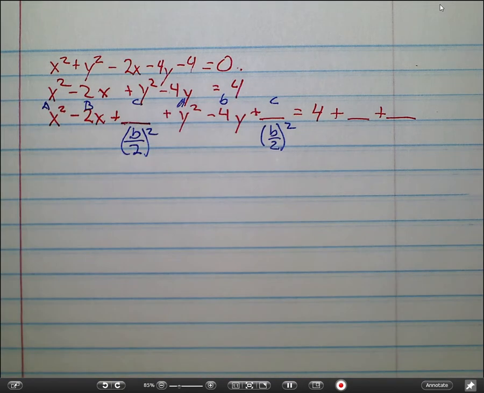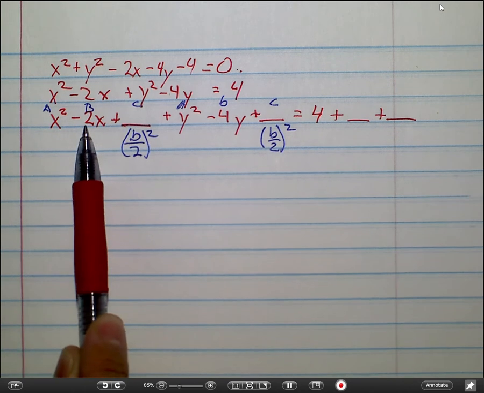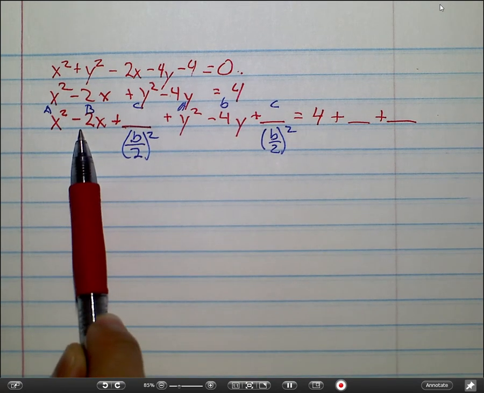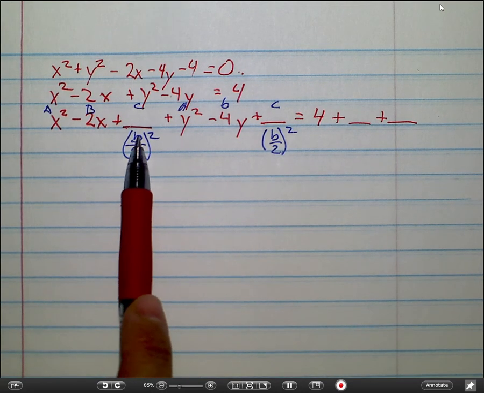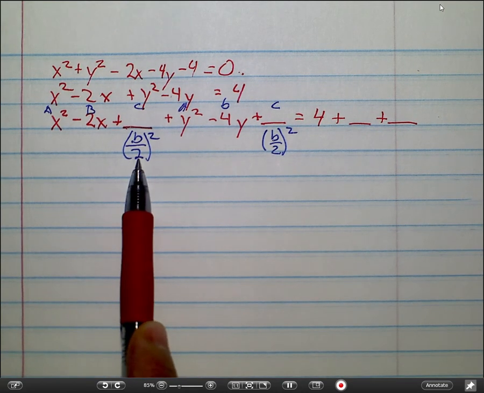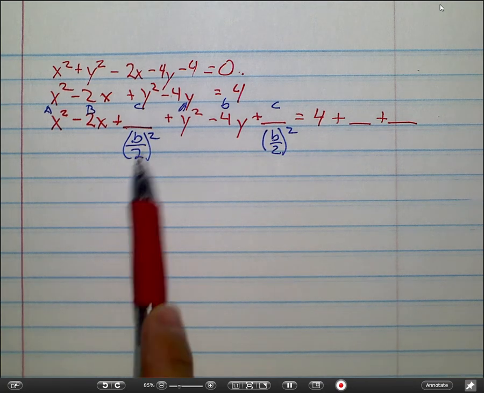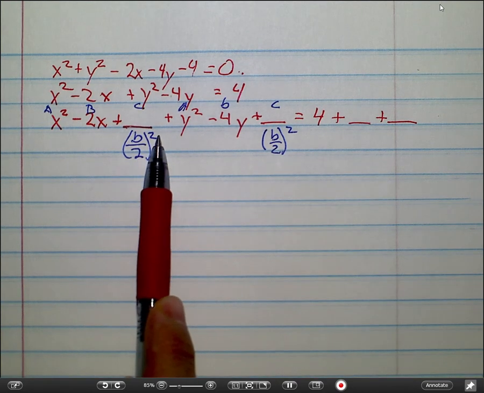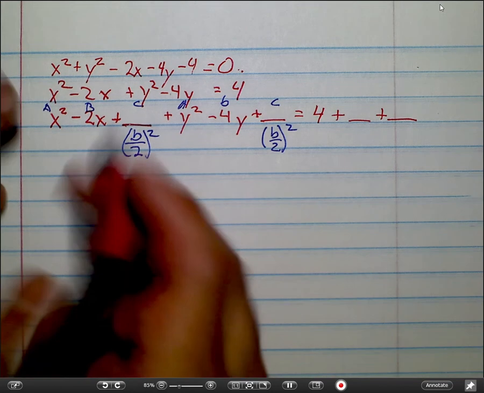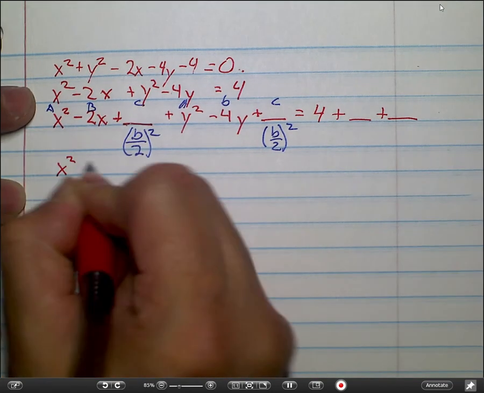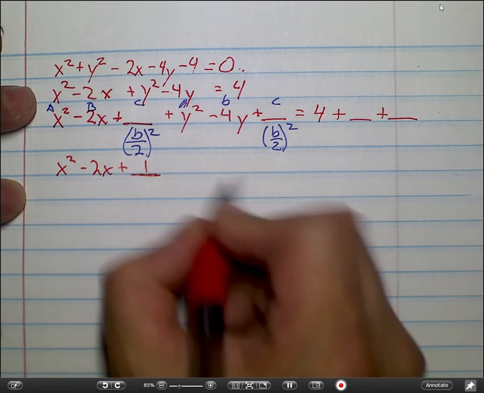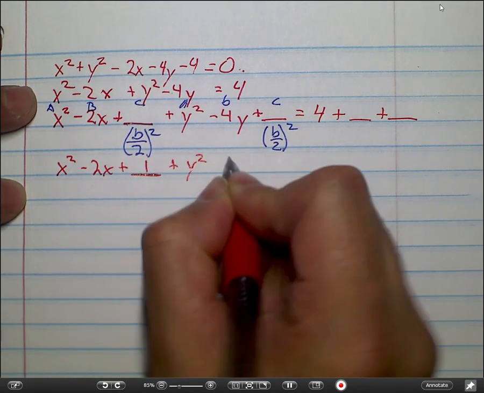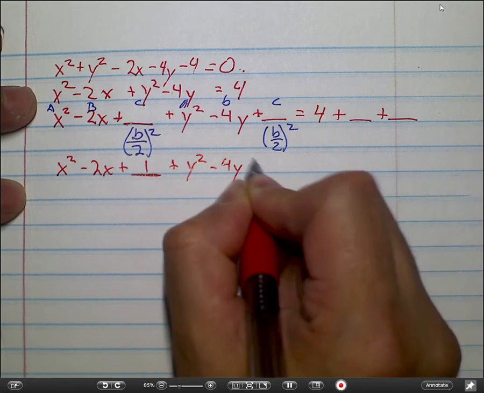So we're making equations for the x's and we're making the equation for the y's. So what is the b value for my x's? It's -2, right? So I'm going to take right here, -2 divided by 2 is -1, and do what? Square it. What's negative 1 squared? 1. So I'm going to have x squared minus 2x plus 1. Here's my first blank. Plus y squared minus 4y plus.